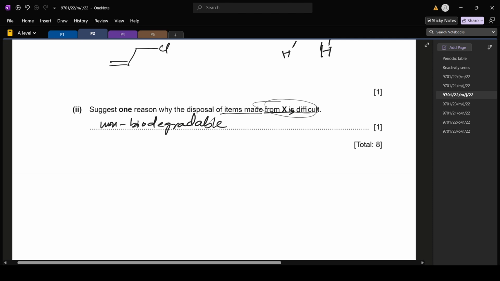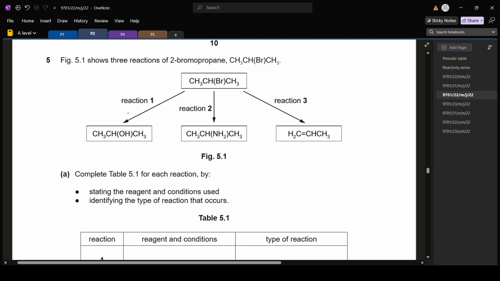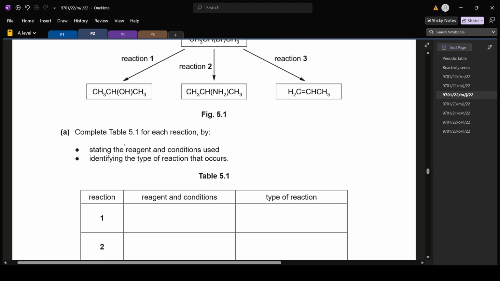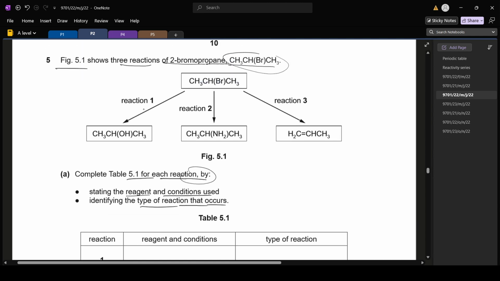Okay. Moving towards next question. Question number 5. Figure 5.1 shows three reactions of 2-bromopropane. Complete table 5.1 for each reaction by studying reagent and conditions used. Identify the type of reaction that occurs. So in first reaction, Br is substituted with OH, hydroxide.